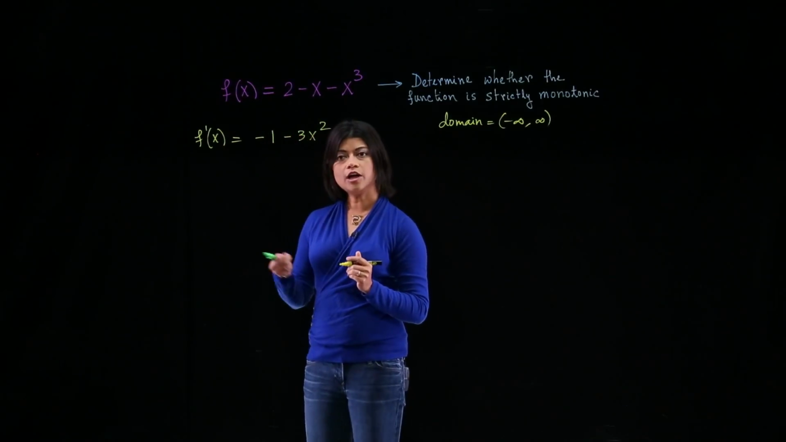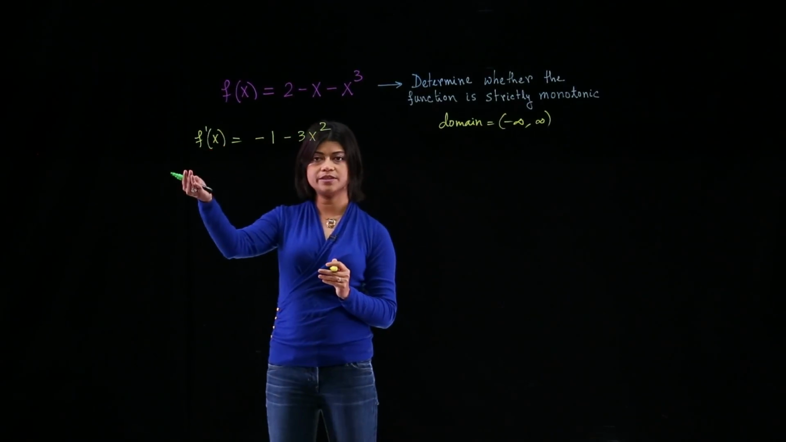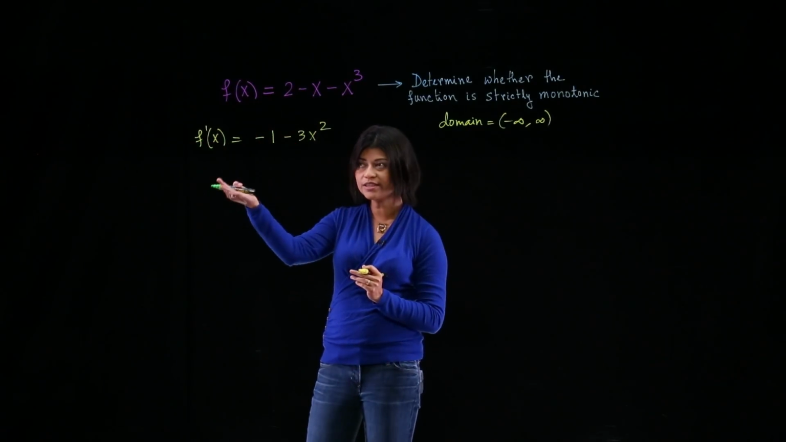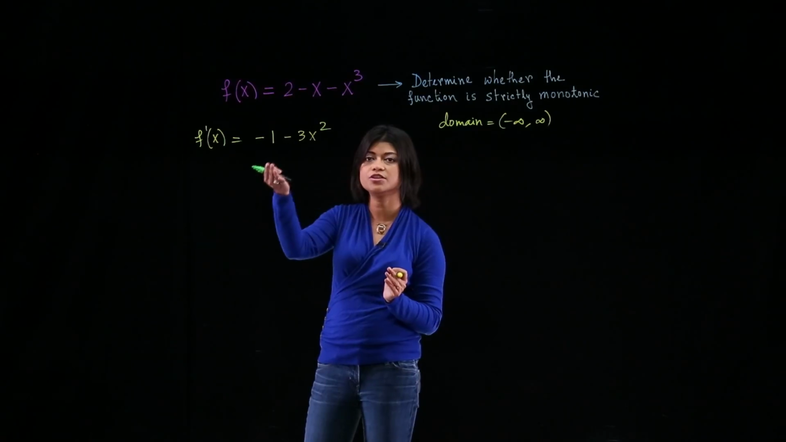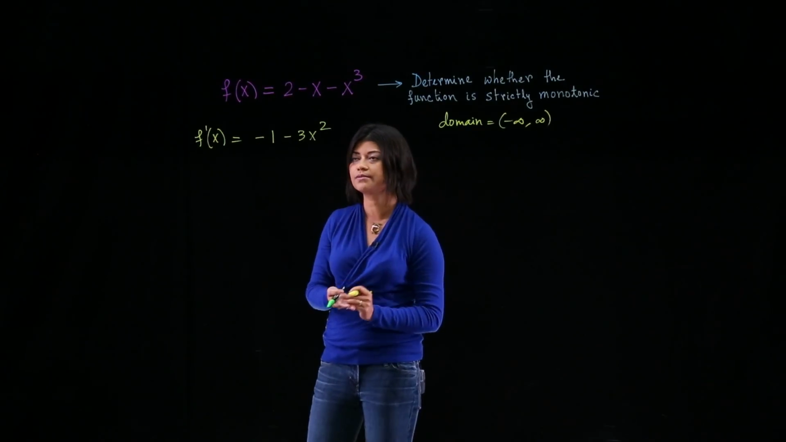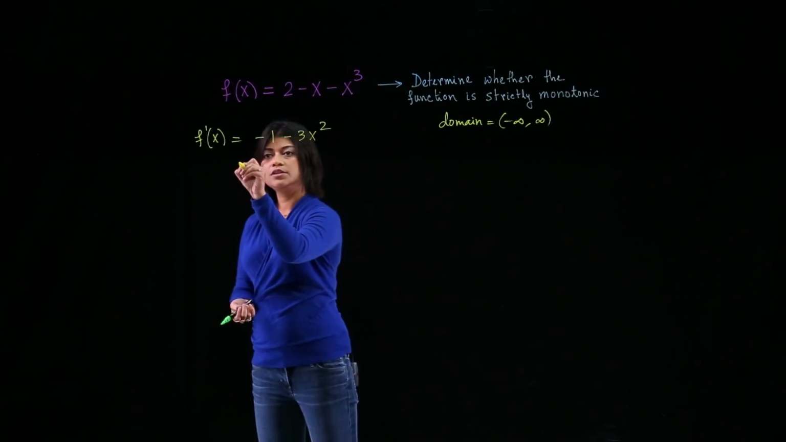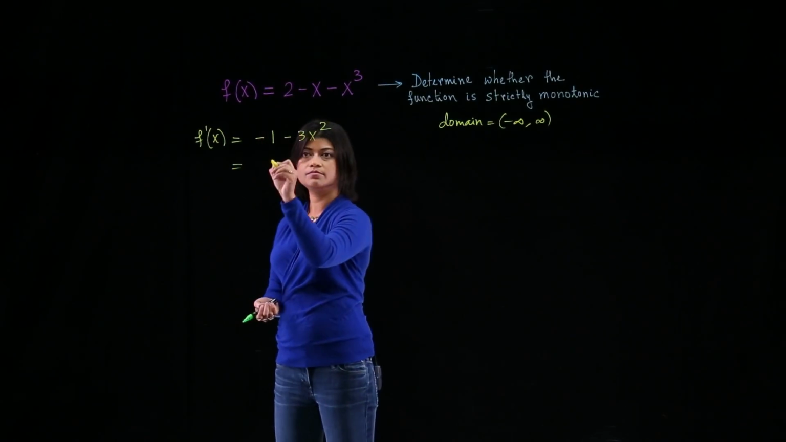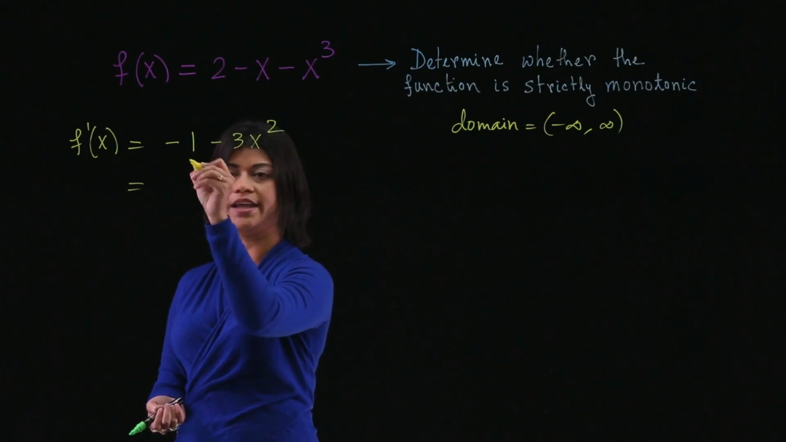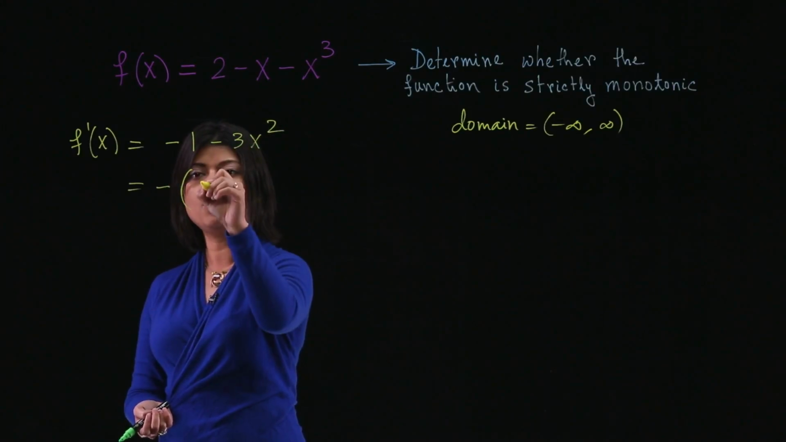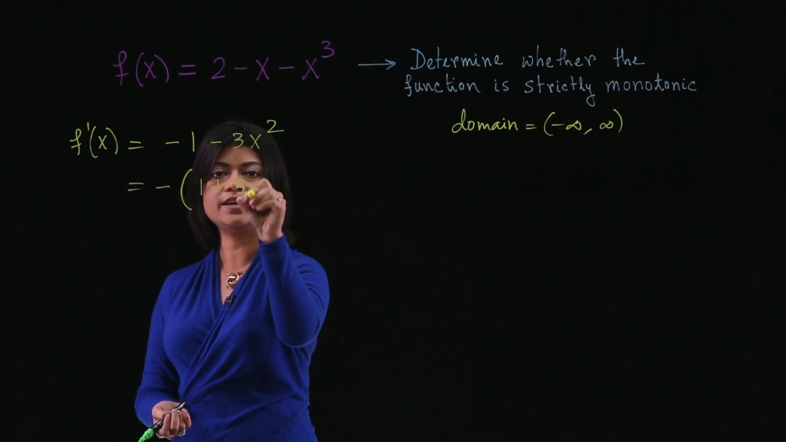Okay, recall that if the first derivative is positive or negative, then using that fact, we can figure out if the original function is increasing or decreasing. So let's analyze this expression. You can pull out the negative 1, and you will be left with 1 plus 3x squared.